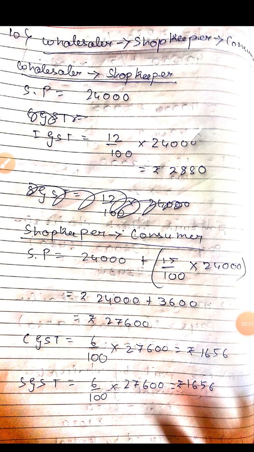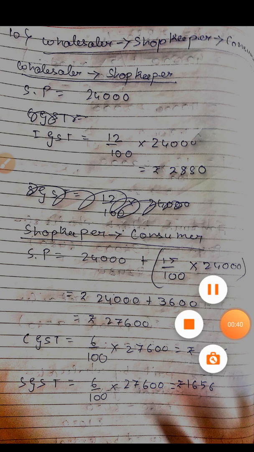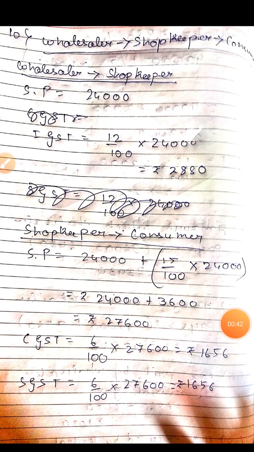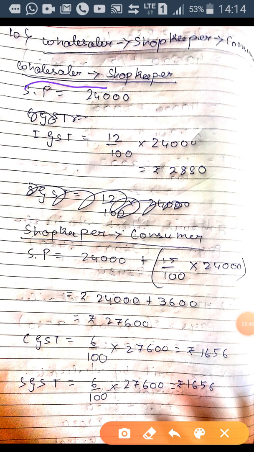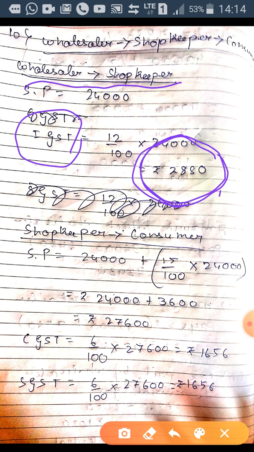Okay, dude. So this is a new concept, and only in this sum, in the entire exercise, do you have this concept. So I want you to listen carefully now. In the first level of transaction between the wholesaler and the shopkeeper, it was an interstate transaction. So he pays IGST of rupees 2880, and IGST is something which goes to the central government. So this whole 2880 goes to the central government.